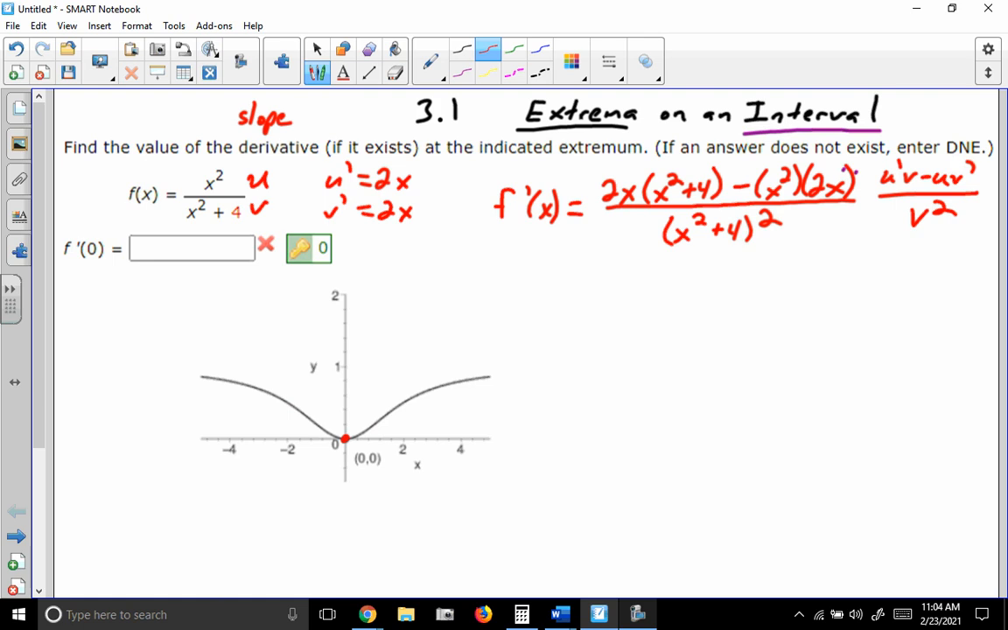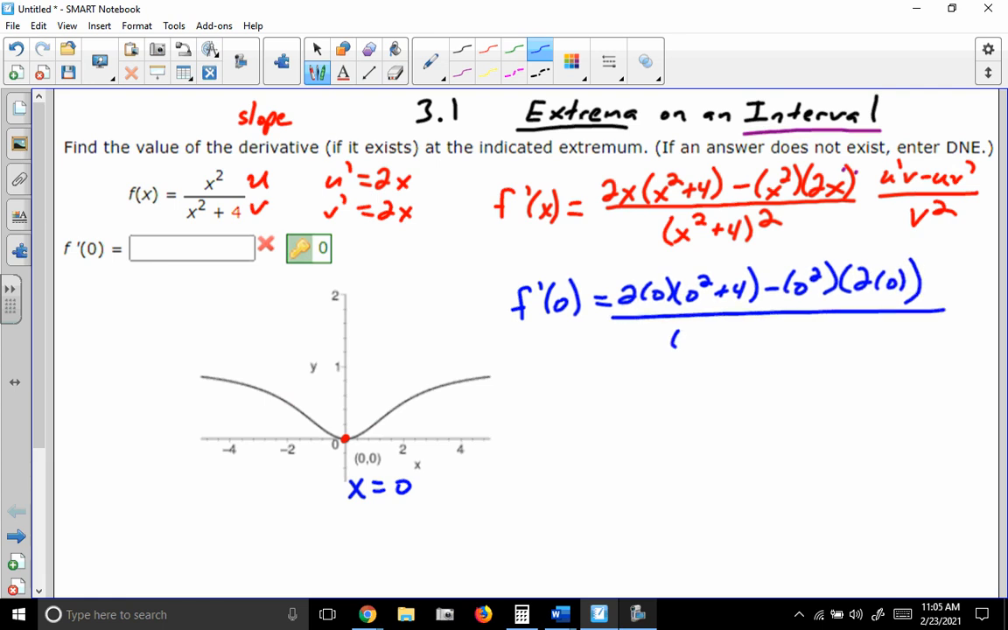Now typically we would go through and simplify that, but since we're just looking for the value of our derivative at one point, let's just plug that in. So we want to know what is the value of the derivative when x is 0. So let's plug a 0 into our derivative. We're going to have 2 times 0 times (0 squared plus 4) minus 0 squared times 2 times 0, over (0 squared plus 4) all squared.